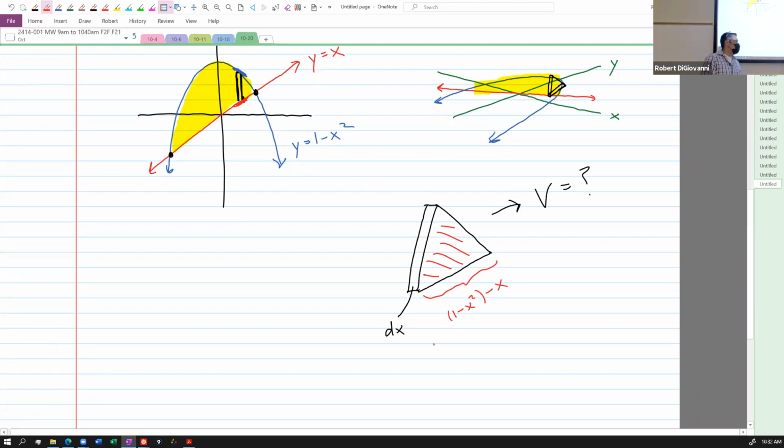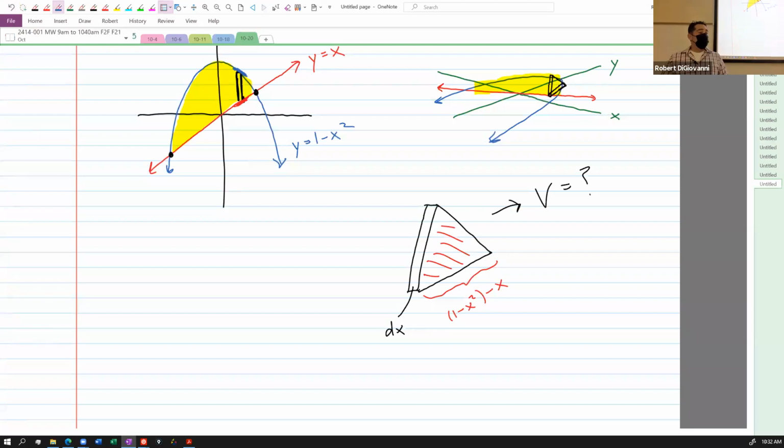You don't have the height. The height would be this distance from here to here, right? That would be the height. Now, there is a way to algebraically figure out what that height is. Don't go down that road, though, okay?